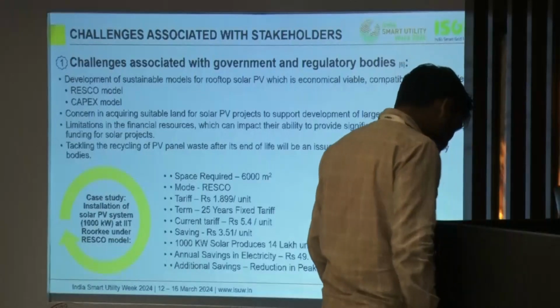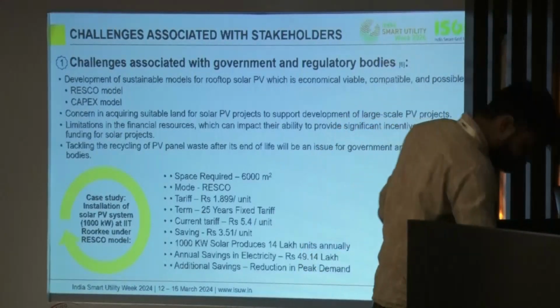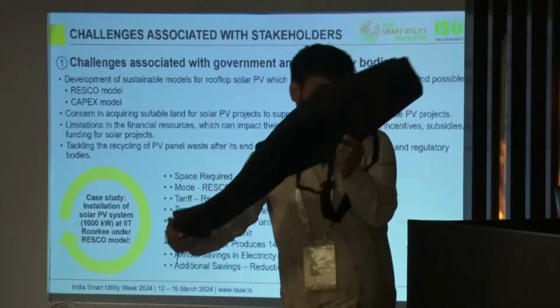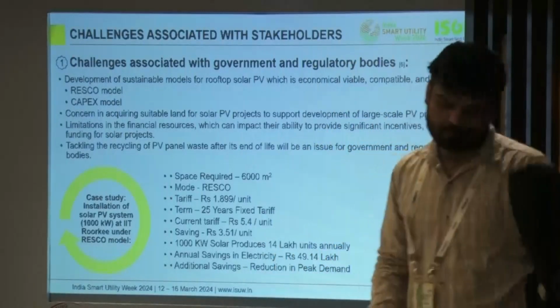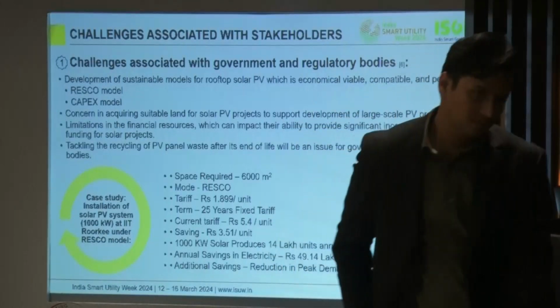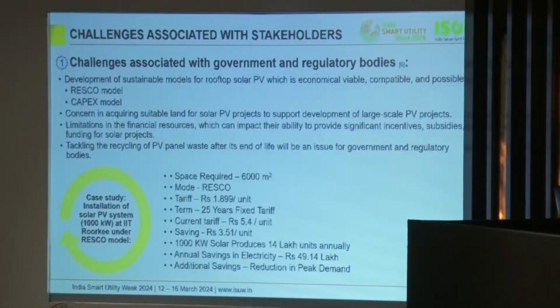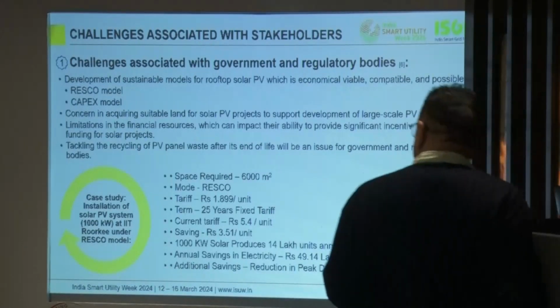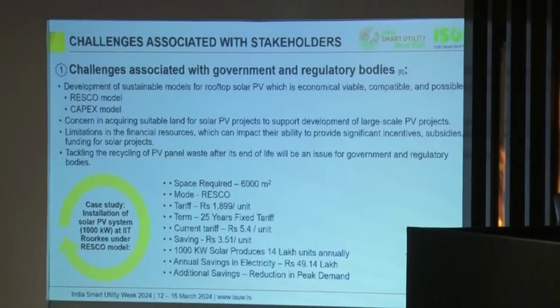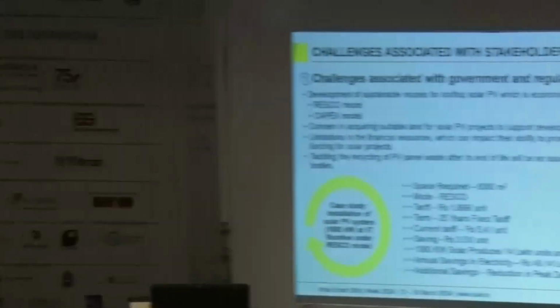For the RESCO model, I have studied a case study done at IIT Roorkee. At IIT Roorkee, Tata Power has installed 1 megawatt of PV system under the RESCO model. For 1 megawatt, the space required is 6,000 meters square, and the tariff rate of that PV system is rupees 1.899 per unit, with a 25 year fixed tariff. The current tariff from the grid, if we are consuming the electricity, is rupees 5.4 per unit.